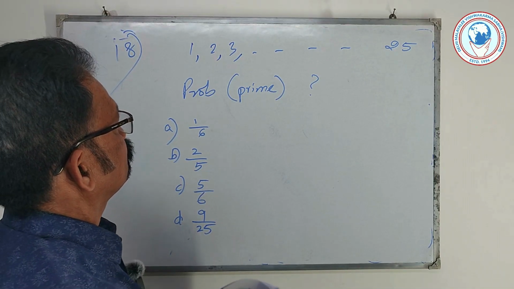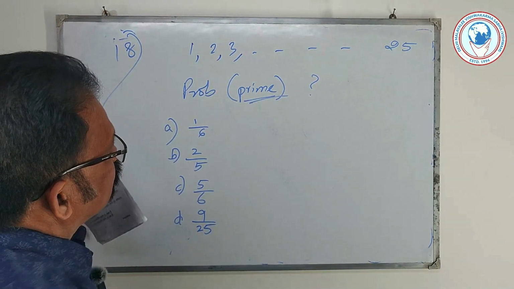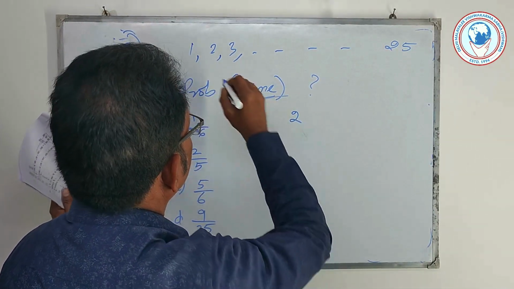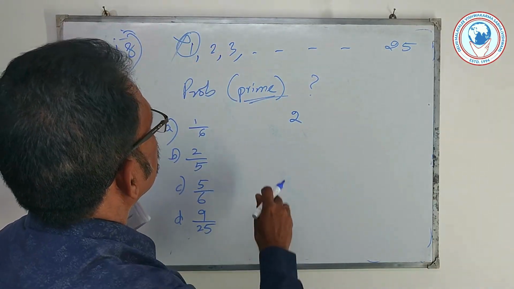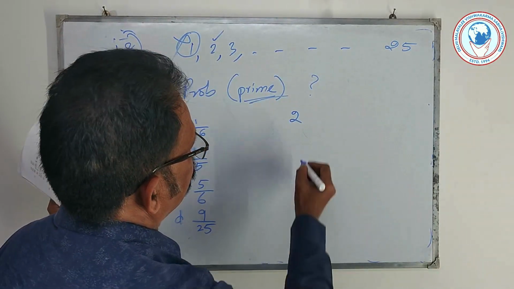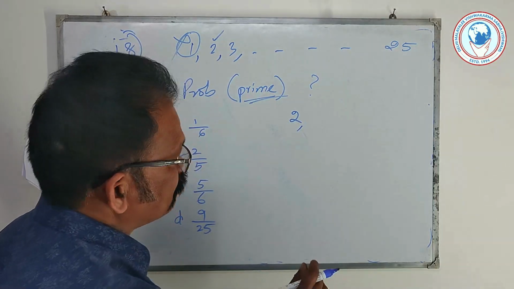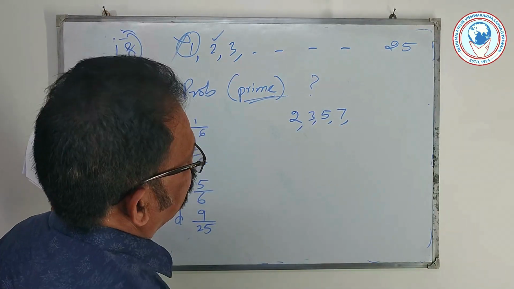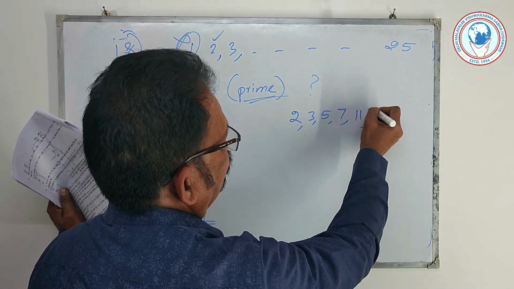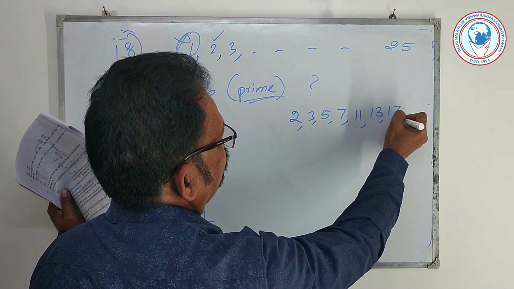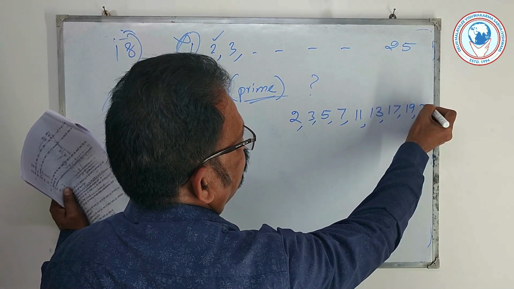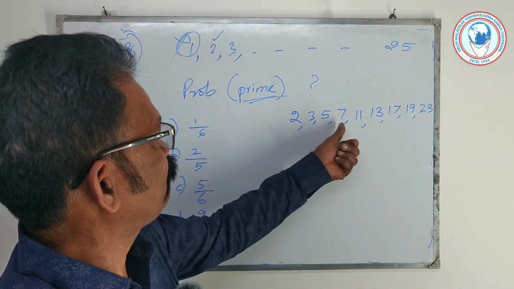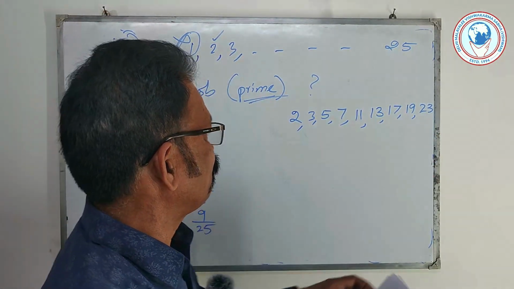See, we want prime numbers. See what are the primes from 1 to 25, starting from 2. 1 is neither prime nor composite. So 2 is the first and smallest prime, which is also even. 2, 3, 5, 7, next prime 11, 13, 17, 19, and 23. These are the prime numbers from 1 to 25. 1, 2, 3, 4, 5, 6, 7, 8, 9 numbers are there.